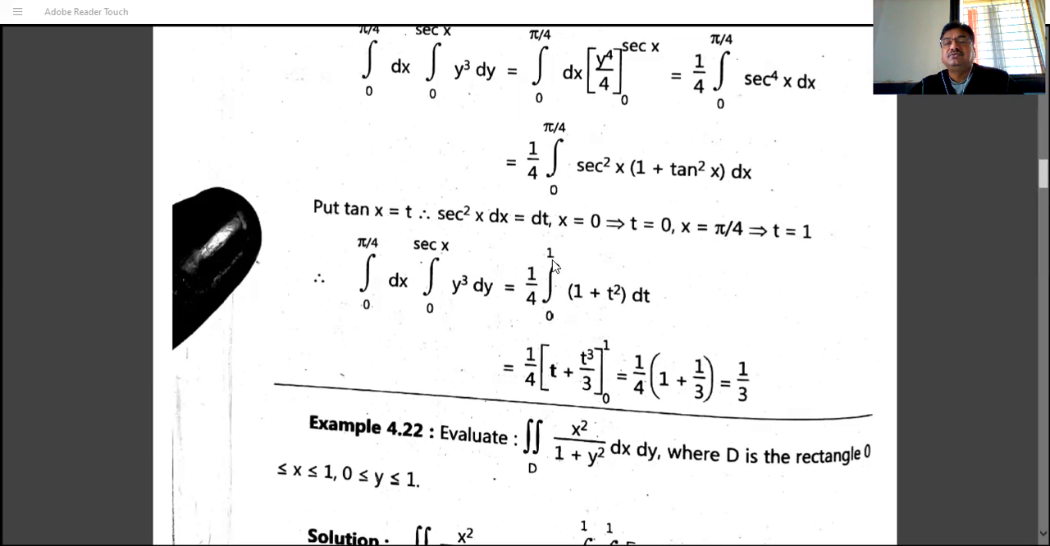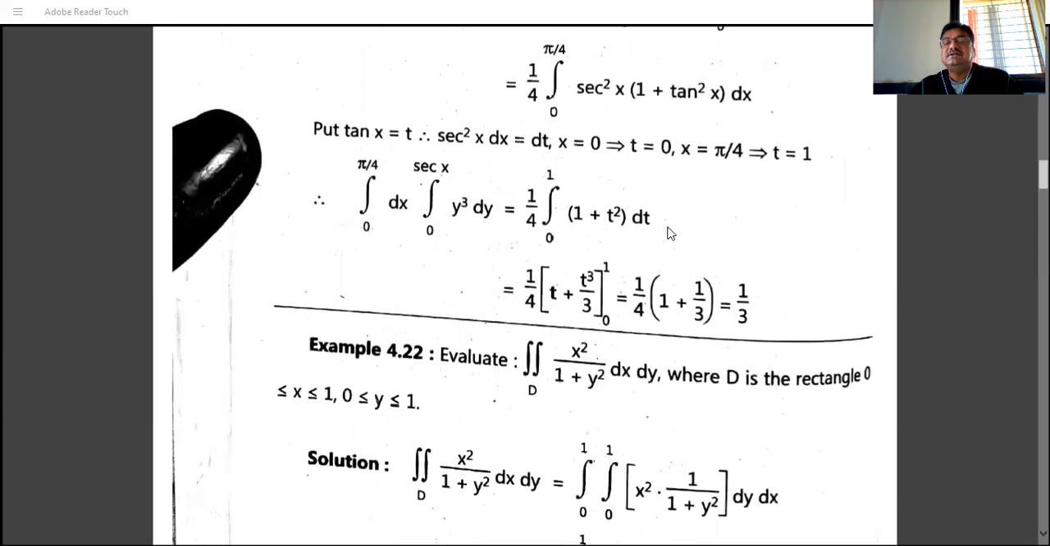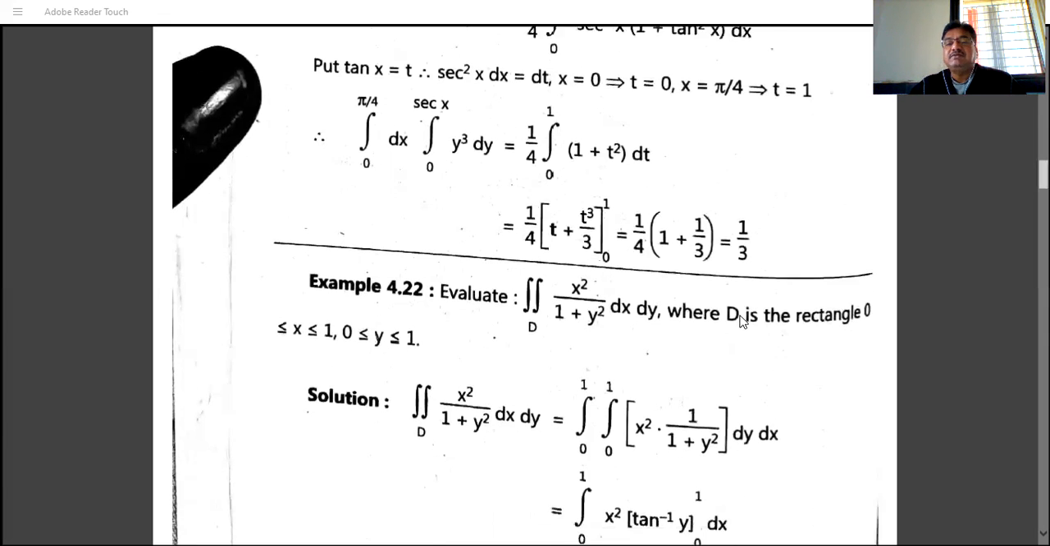0 to 1. And sec square x dx is dt, and 1 plus t square, since tan x is t, 1 plus t square dt. And then its integration with respect to t is what? t cube by 3, 0 to 1. At the upper limit, that is, substitute t as 1, we have this answer. If we substitute t as 0, we have 0. So we have the answer 1 by 3.